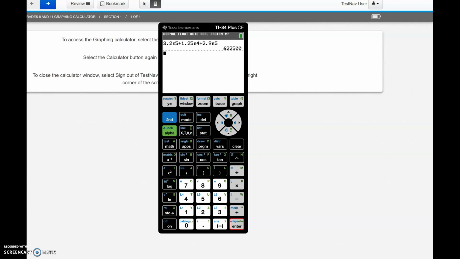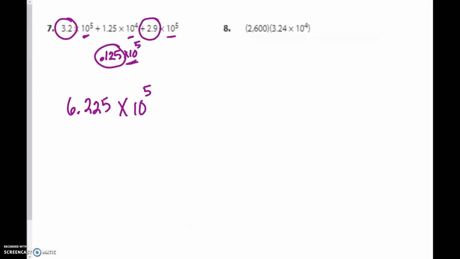And so here's my answer, but if I want to put this in scientific notation, I can just change this mode quick. So I'm going to go second mode. Whoops, not second. I just want mode. And then see where it says normal, I'm going to arrow over to scientific notation and hit enter. And now I'm going to hit second quit. So I go back here, and when I hit enter, do you see how it just changed that into scientific notation? So that says 6.225. Remember that E is times 10 to the 5th power. Okay, so that's one way to do it.